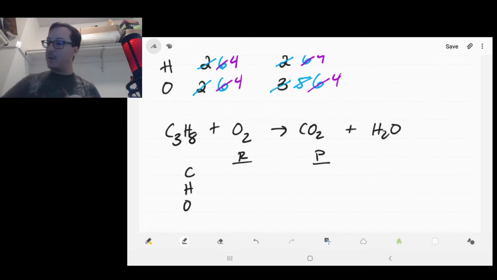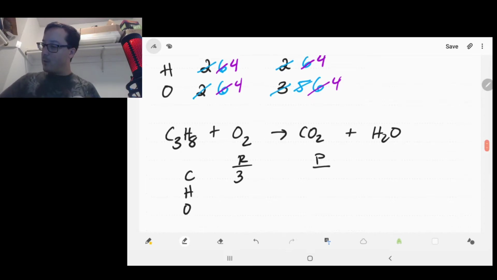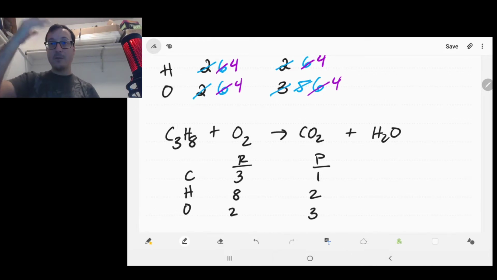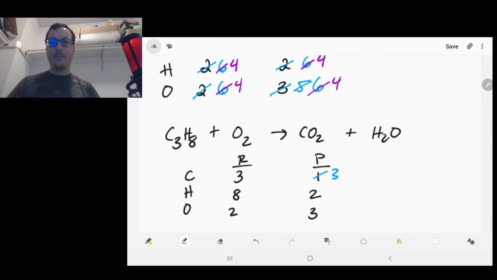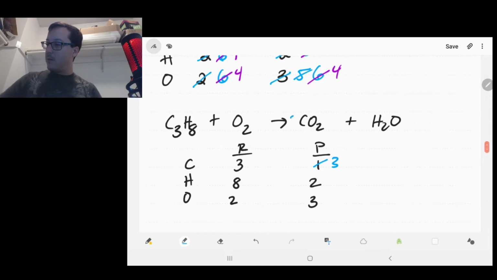If we look at carbons, we have 3 on the left, 1 on the right. With hydrogens, we have 8 on the left, 2 on the right. With oxygens, we have 2 on the left, 3 on the right. 2 from CO2, 1 from water. Start by balancing out the carbons. Okay, so we need this guy to be 3, so that things are balanced. You can go ahead and put that. So you get 3 carbon dioxides.